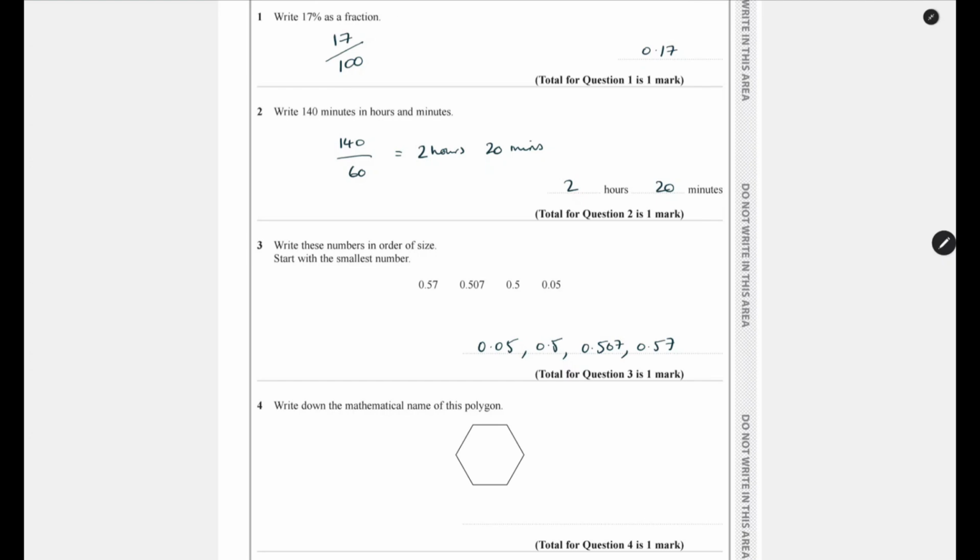Question 4 says, write down the mathematical name of this polygon. So we have 1, 2, 3, 4, 5, 6 sides. And so a polygon that has 6 sides is known as a hexagon.